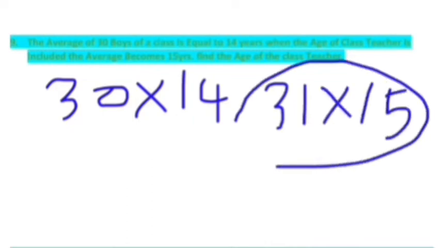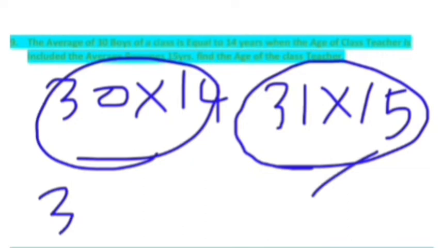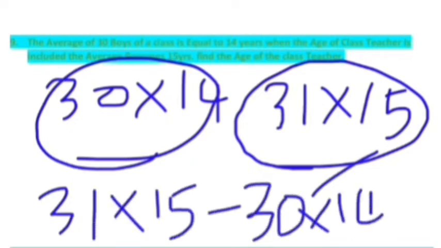So if we subtract this value from this, we will get the answer. 31 into 15 minus 30 into 14. You will get the solution for this. So calculate 31 into 15.